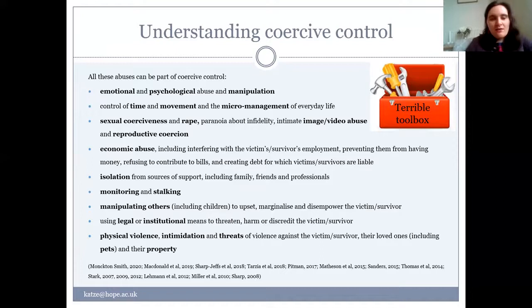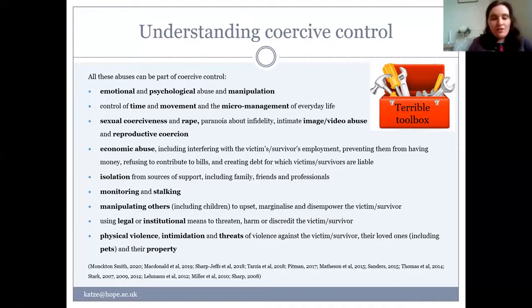And here I break down in more detail what coercive control involves. And I've also got my terrible toolbox, which is the perpetrator's toolbox of coercive control. And if you imagine that each item on this list is a tool that the perpetrator is using in their effort to get control of their victim or victims. So the emotional and psychological abuse and manipulation is the hammer. The control of the time and the movement and the micromanaging of daily life is the screwdriver. Sexual coerciveness and rape, paranoia about infidelity, intimate image or video abuse, and reproductive coercion may be the wrench, and so forth.